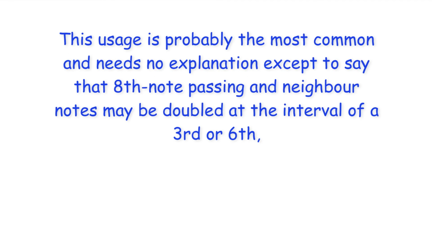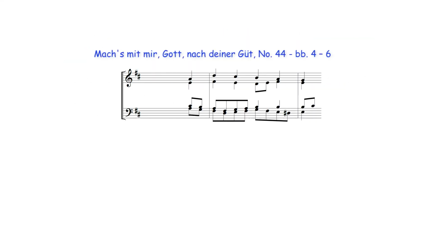This usage is probably the most common and needs no explanation, except to say that 8th note passing and neighbour notes may be doubled at the interval of a third or sixth, such as in the following example. Here, this A dominant 7th degree is doubled by this B note, and here F sharp minor's root note and third are displaced by these accented passing notes, moving from the D major tonic's root note and third.